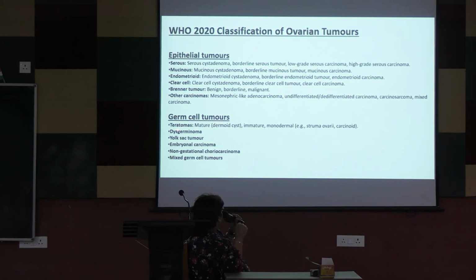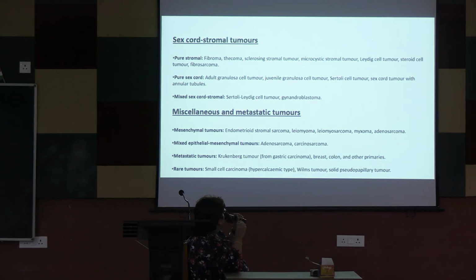Then the germ cell tumors. Germ cell tumors, first one is the teratoma. This teratoma may be mature, we call it dermoid cyst, and immature. Immature is the malignant one. And monodermal. Monodermal means struma ovarii. You have heard about struma ovarii. Here you will find the thyroid follicles and colloids. This struma ovarii, ectopic thyroid. You will find thyroid tissue in this one, and carcinoid. Then dysgerminoma, yolk sac tumors, embryonal carcinoma, non-gestational choriocarcinoma, and mixed germ cell tumors. The next is the sex cord-stromal tumors.